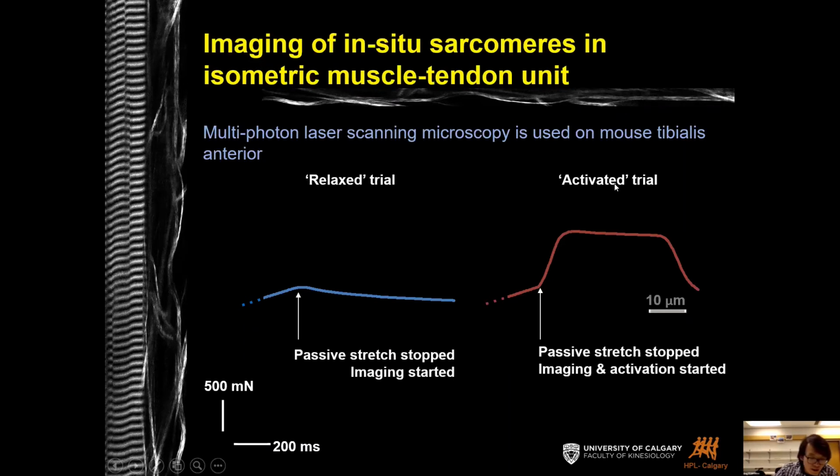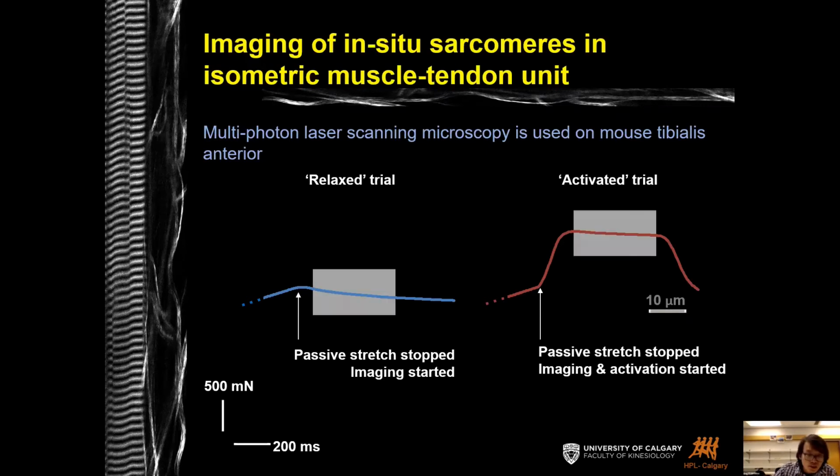At the target lengths, which is indicated by the white arrow, the tibialis anterior was either electrically stimulated or not for the activated and relaxed trials respectively. Sarcomere images were taken during the 400 milliseconds quasi-steady state, highlighted by the gray boxes here. Representative images of the sarcomeres are shown here.